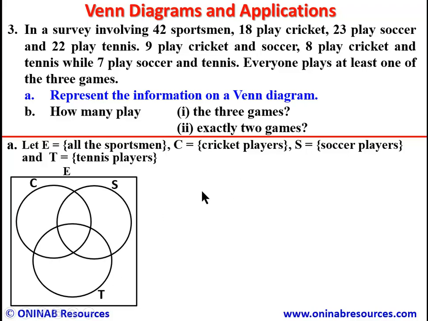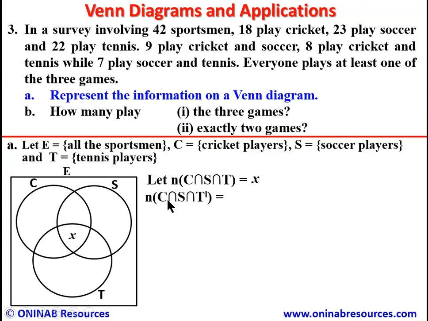We start with the sportsmen playing the 3 games. We are not given that, so we represent that one as X. That is C intersection S intersection T is equal to X, which represents the number of sportsmen playing the 3 games. Then we put the region for this. Then the next is those playing cricket and soccer only, which is this region.